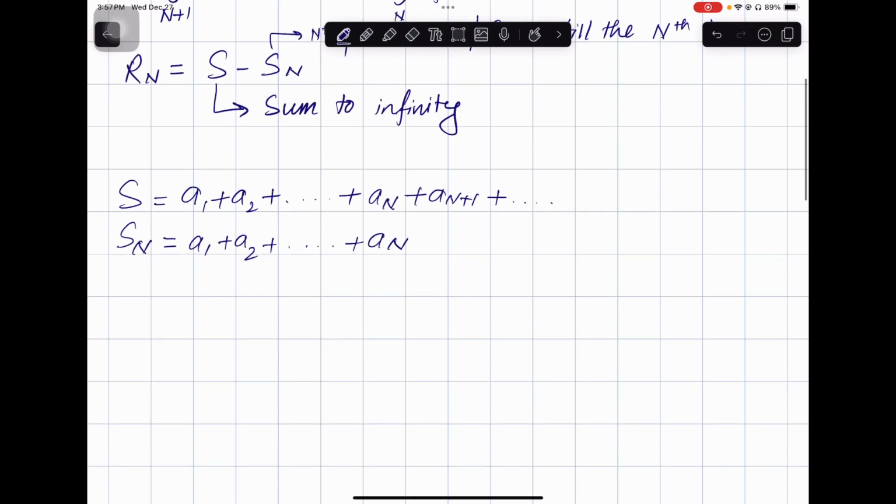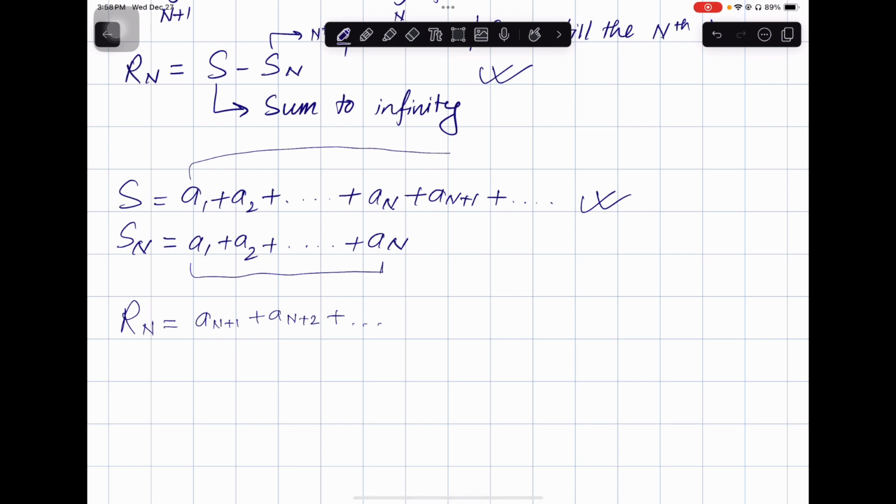If you look at this thing and this thing, then you get an idea that the remainder is simply a(n+1) plus a(n+2) plus dot dot dot and so on. If you remove these items from this, then you are left with this, right? That's all I did. Nothing incredibly difficult.